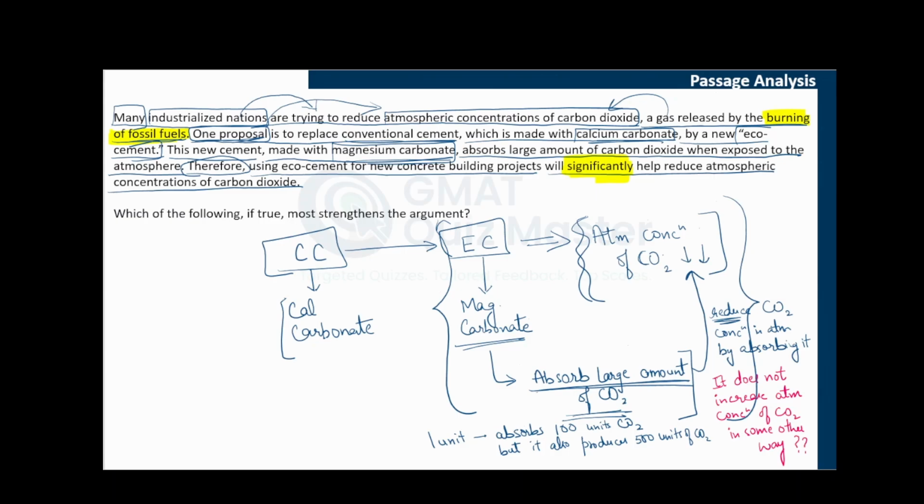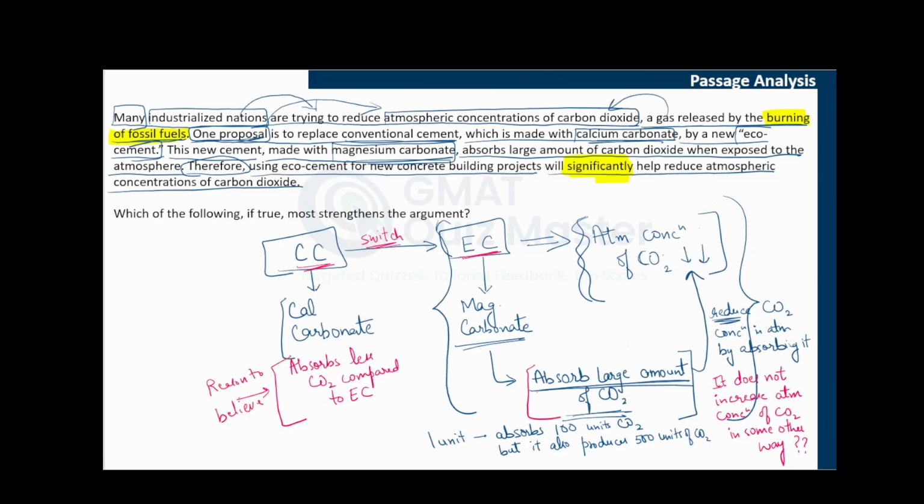Second logical gap is because we are talking about a switch here, and we know that this eco cement absorbs a large amount of CO2. So the author by default considers that this conventional cement absorbs less CO2 compared to eco cement, but we have not been given any reason to believe this.